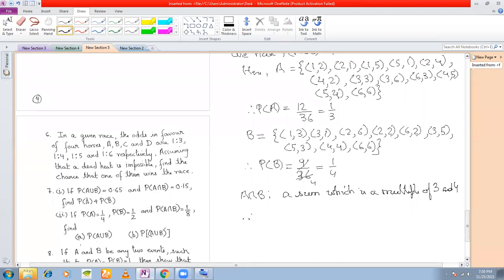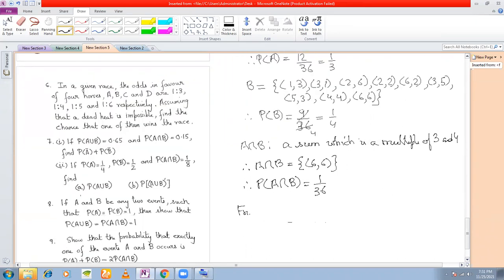So what is A intersection B? In how many ways can you get a multiple of 12? Sorry, a multiple of 3 and 4? Only this is the event, right? Singleton set. So therefore, what should be the probability of getting a multiple of 3 and a multiple of 4? 1 by 36, right?